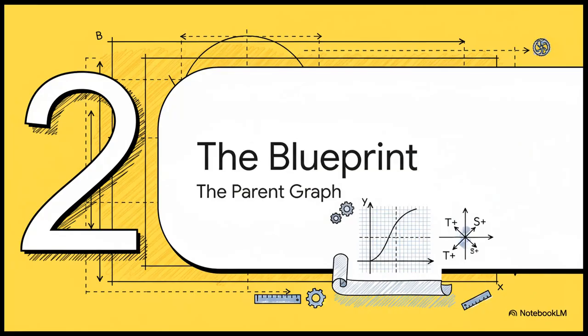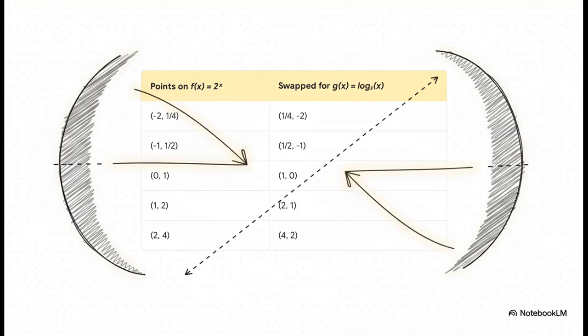All right, so let's get our hands dirty and actually build the blueprint for this thing. We're going to start with the most basic or parent log graph. Once you understand this core shape, you can move it, stretch it, and flip it any way you want. Remember how we said logs and exponentials are inverses, like mirror images of each other? Well, this is what that looks like. We can literally just take the points from an exponential graph and swap the x and y coordinates. See that? The (2, 4) on the exponential becomes (4, 2) on our log graph.